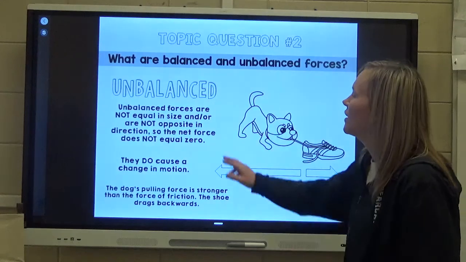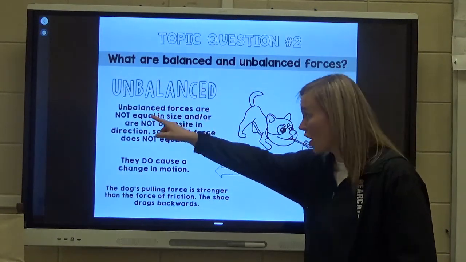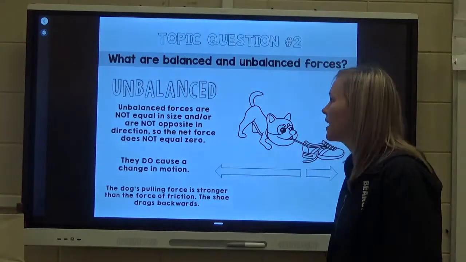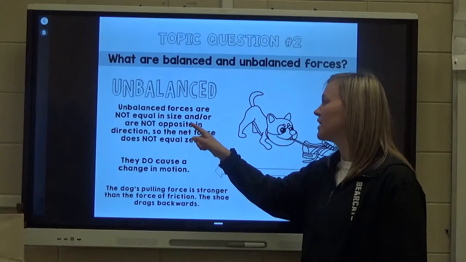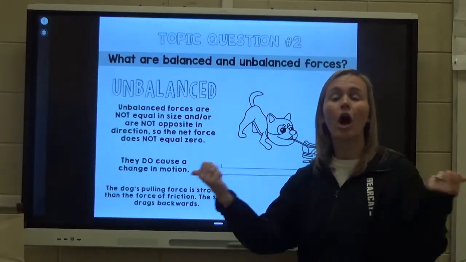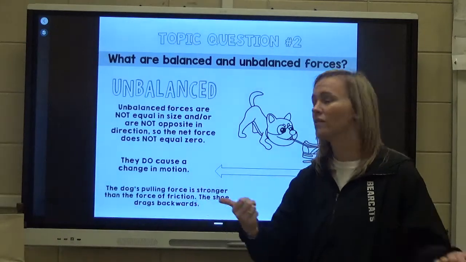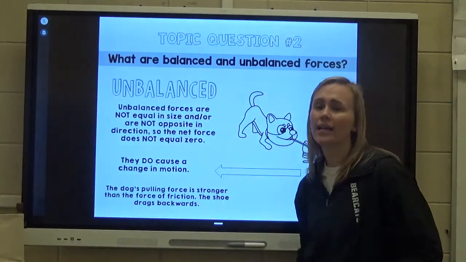Unbalanced forces are not equal in size and/or are not opposite in direction. They could be going in the same direction, or in opposite directions but with different amounts of force being applied. Whatever it is, the net force will not equal 0.